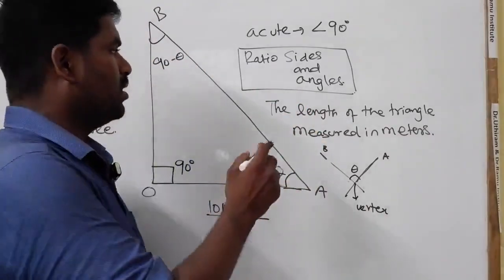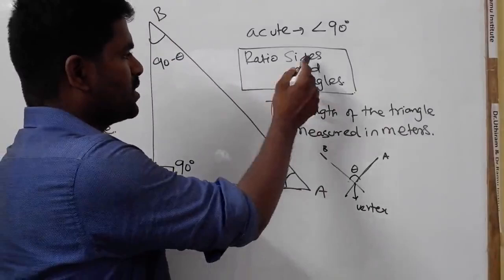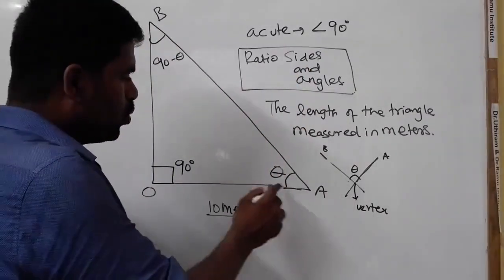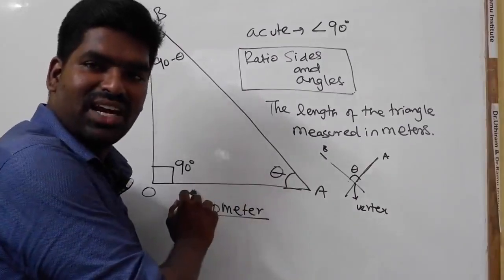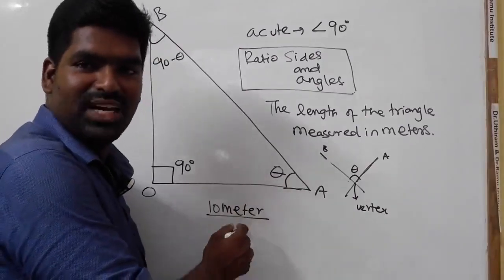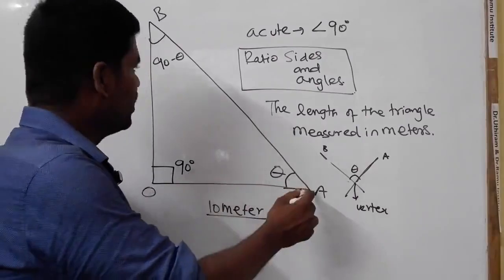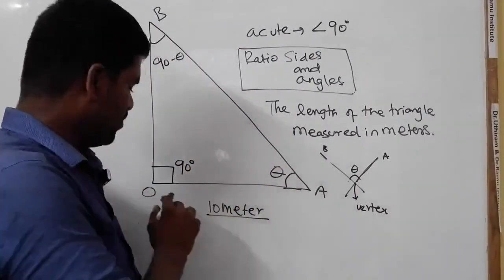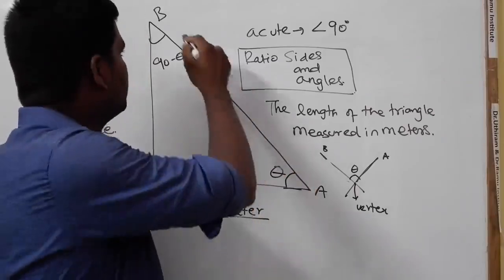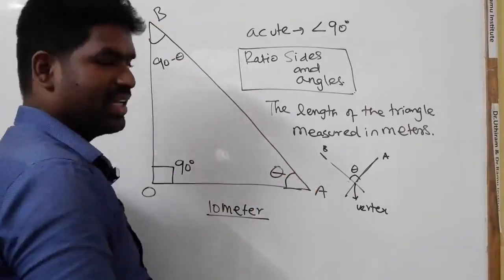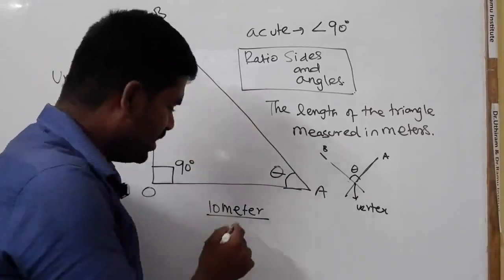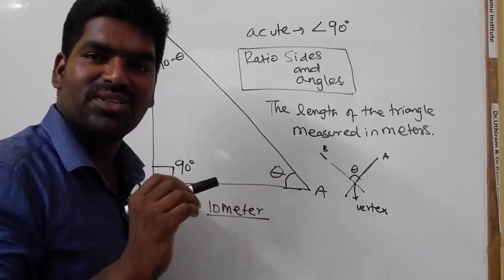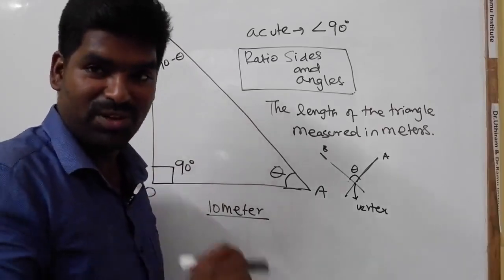So the main focus of trigonometry is the ratio of sides and the angles. I explained how the length of each side of this triangle can be expressed in meters. We have three sides, OA, AB and OB. We have the OA side, the AB side, and the OB side. These can be expressed in meters. So meter is the unit of length, and you have to be very careful.